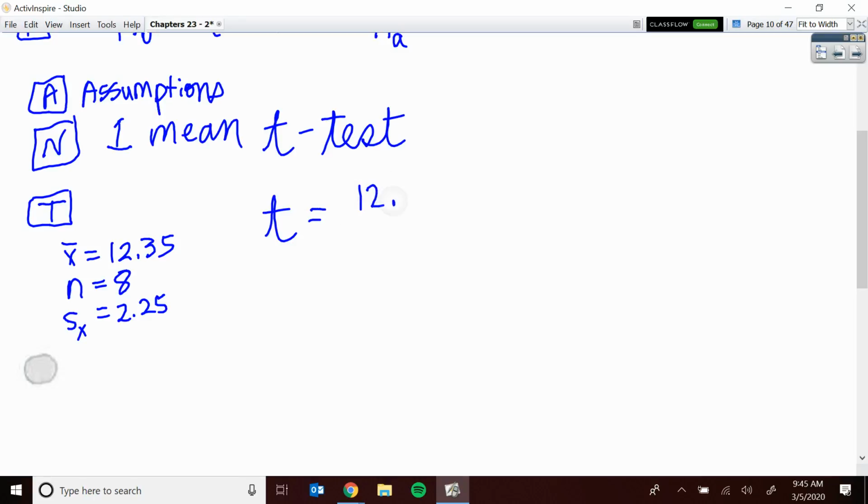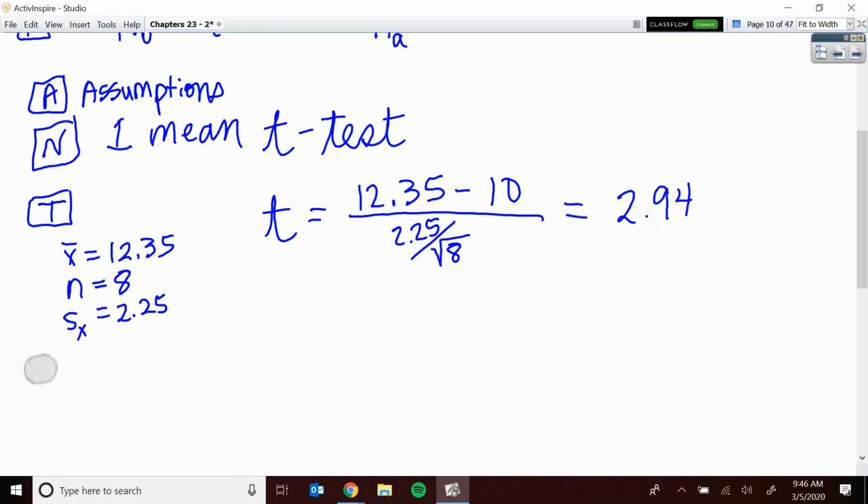X bar minus the mean. What's the mean I put here? That's 10. That's the claimed mean. We're seeing how far the sample results got. How far is the sample away from the mean? Over the standard deviation of the sampling distribution. So that's not just 225, but 225 over the square root of 8. Okay. Now, I believe when you do that math, it's 2.94.